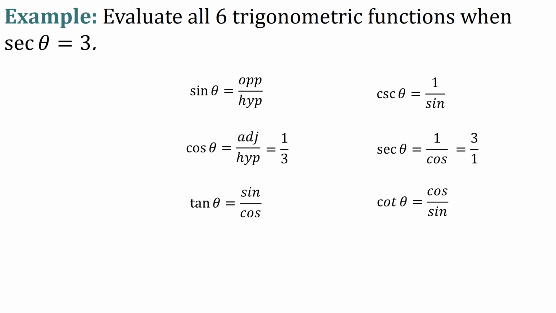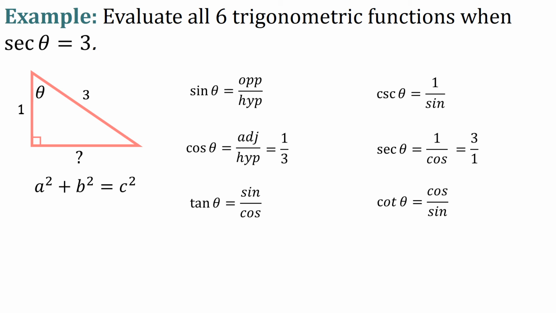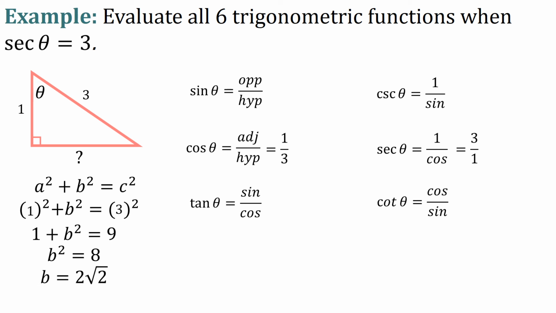Knowing that cosine is 1/3, we can fill in our triangle because we know that the adjacent side is 1 and the hypotenuse is 3. To find our third side, we can use the Pythagorean theorem. A squared plus B squared equals C squared. A is 1, C is 3. 1 plus b squared equals 9. Subtracting 1 from both sides, b squared is 8. Square rooting both sides, b is 2 square root of 2. So now we know that this bottom leg is 2 square root of 2.